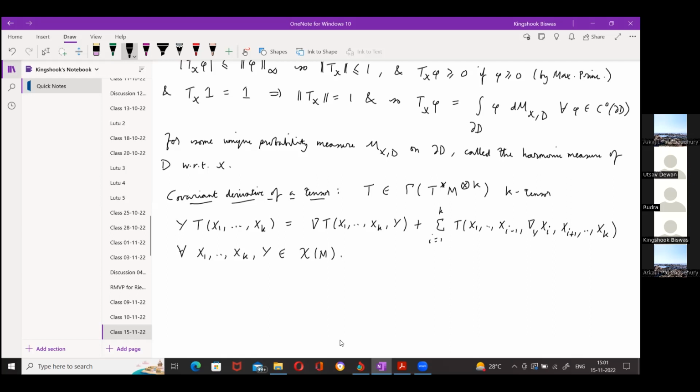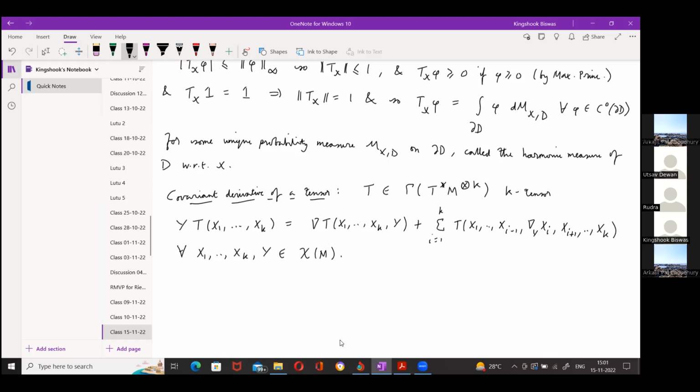This is supposed to represent the derivative of the tensor with respect to y, and then you differentiate, and then you have T of the derivatives of the vector fields with respect to y. Okay, so this right hand side should look like a Leibniz rule. Do you see that? Yes, sir. Yes. Okay, now where is this coming from?